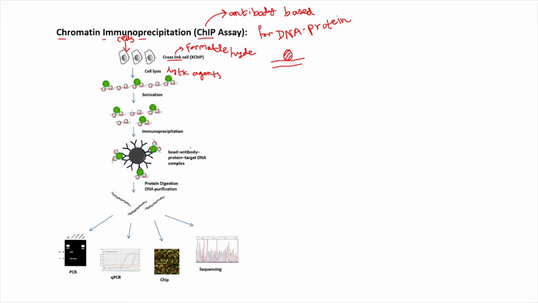Chromatin is actually a condensed form of DNA. So here you isolate the chromatin by cell lysis. And then here you can see these green ones are actually the protein of interest which you have cross-linked with the use of formaldehyde. So these green ones are actually proteins, the protein of interest which you have cross-linked with the use of the reagent formaldehyde.